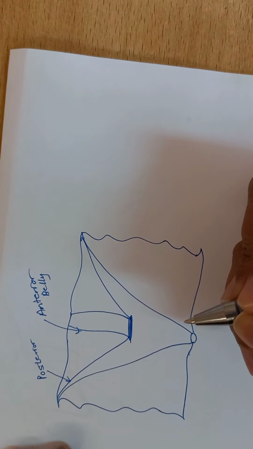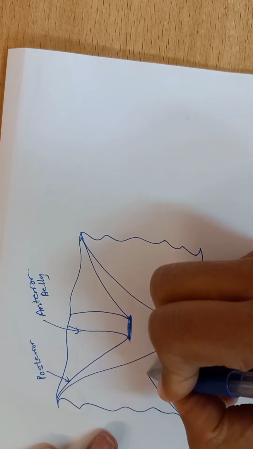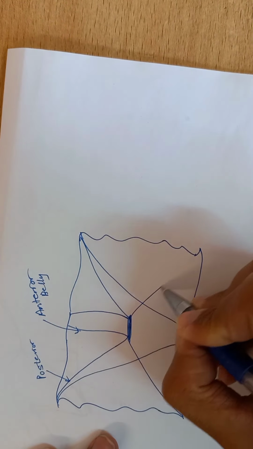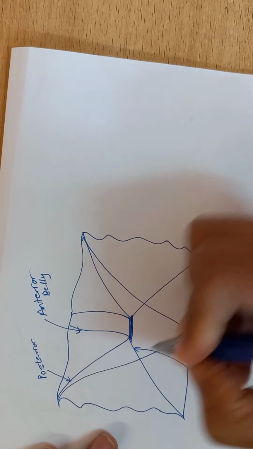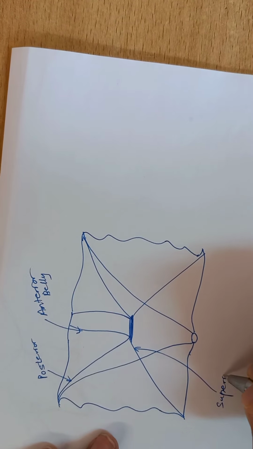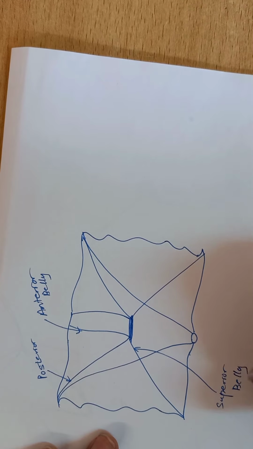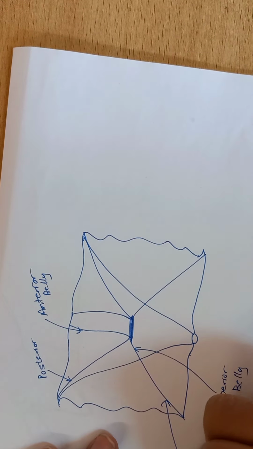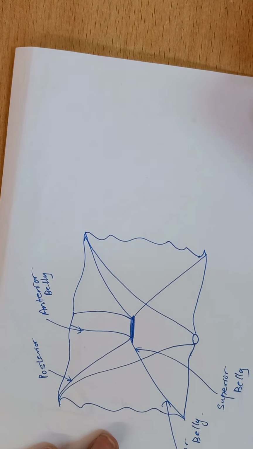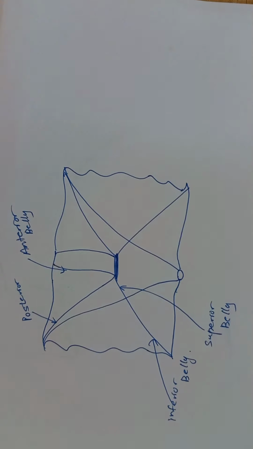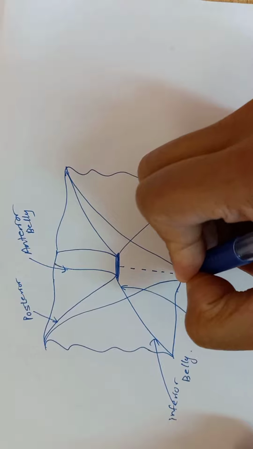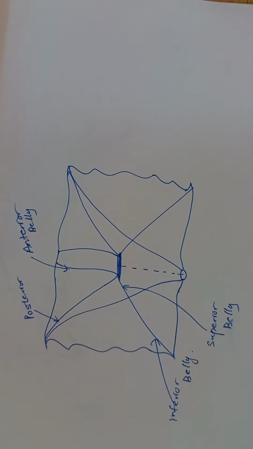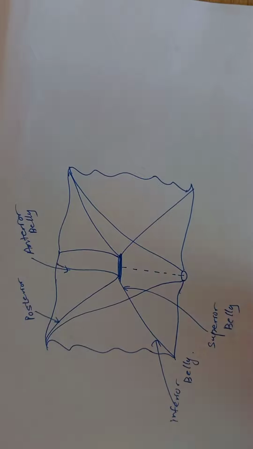And lastly we have omohyoid muscle, which is also connected to the hyoid bone, and also it has two bellies, superior belly and the inferior belly. This is the superior belly and this is the inferior belly. And this is the border of the midline. Now our triangles are clearly visible. Now I'm going to name them.